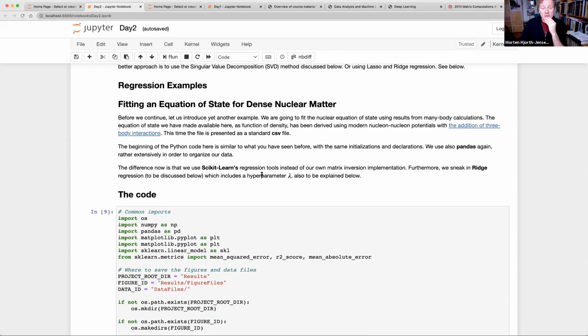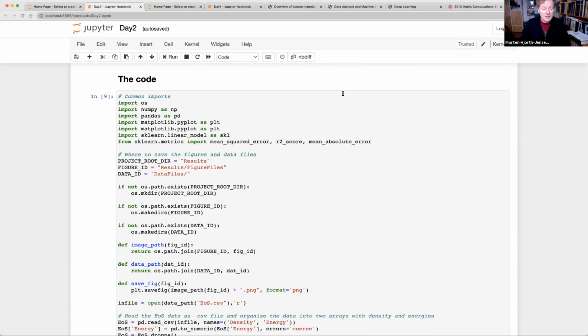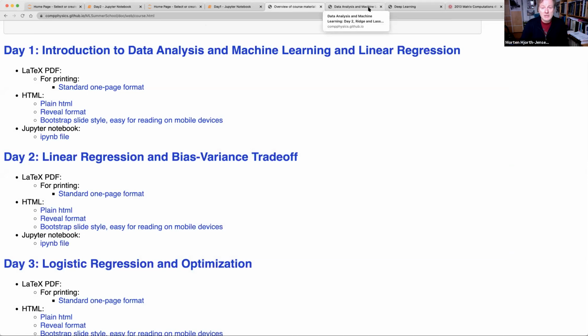So there is a data set in the folder, and there is a comma separated file. This is just to show you the functionality of pandas. So this reads the binding energy per nucleon. This is a calculation of the equation of state for dense nuclear matter as it occurs in a neutron star. So the file which you have, if we now go back to the basic, no, not that one.